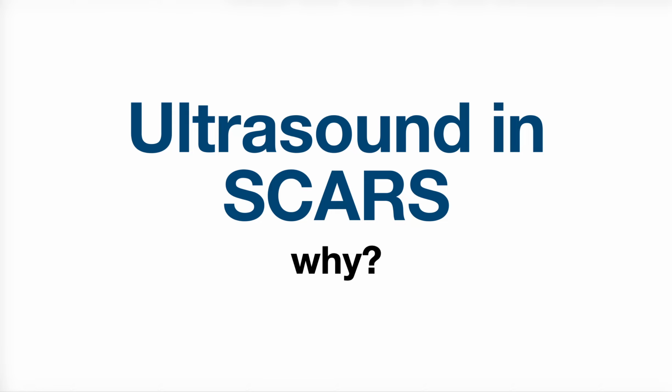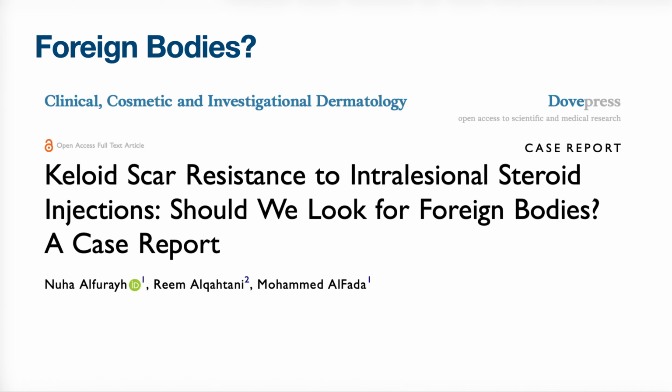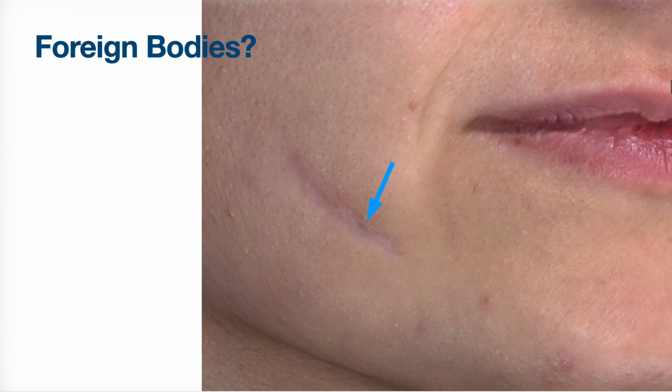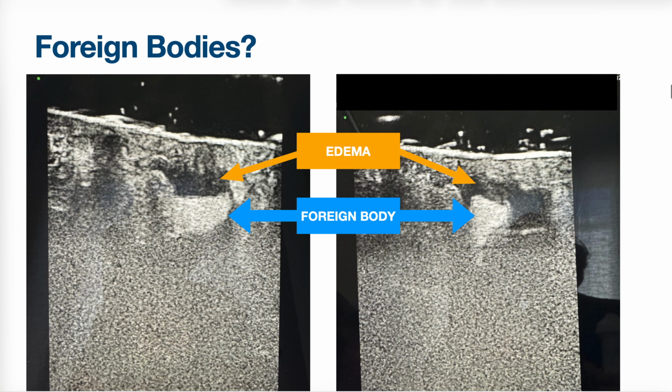The first clear advantage of ultrasound is providing a dimensional assessment of the scar. The second is the ability to detect the presence of a foreign body. And this is an actual example from literature where you can see a surgical staple. This is one of my very own cases, where you can notice this small black dot. And here you can see the same finding on ultrasound.